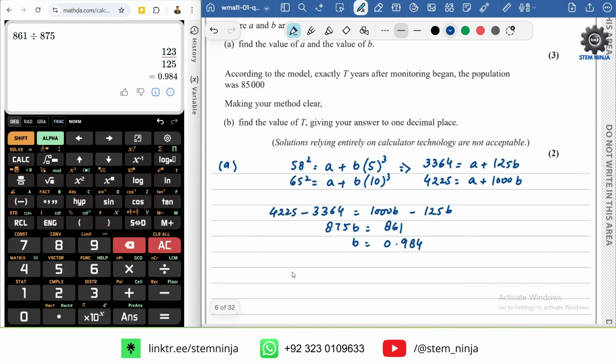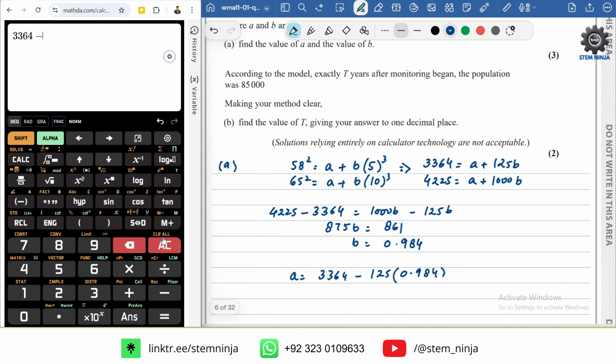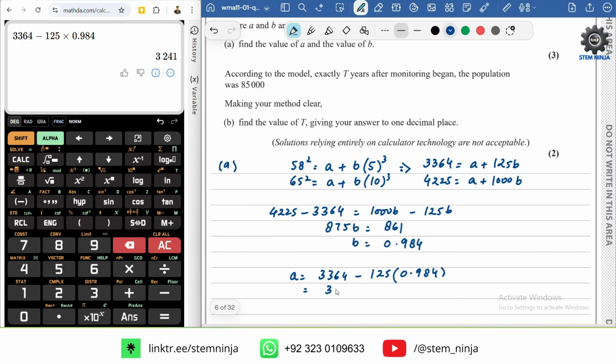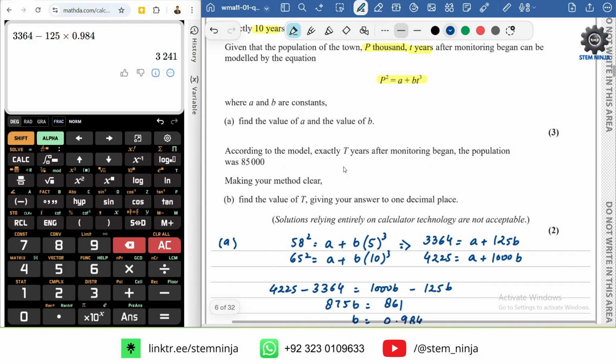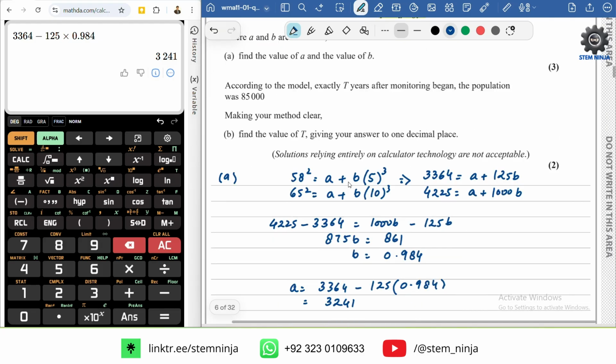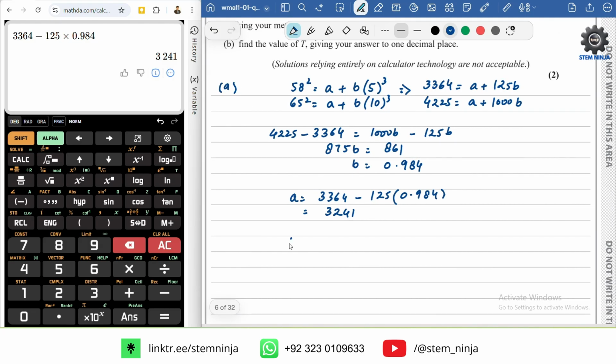Okay. Now for A it would be 3364 minus 125 times 0.984. So 3364 minus 125 times 0.984. So this is 3241. Okay, right. So therefore A is 3241, B is 0.984.